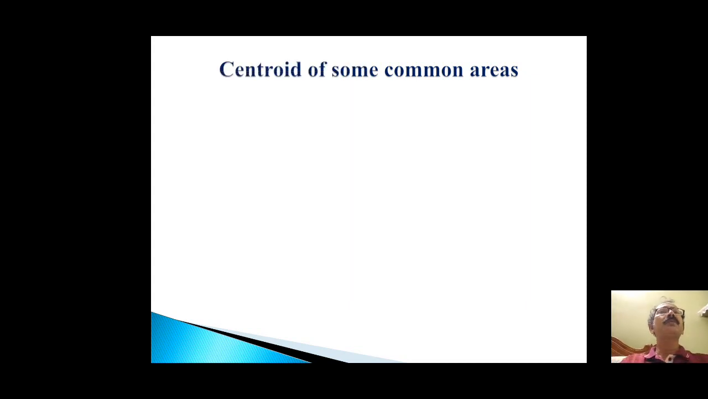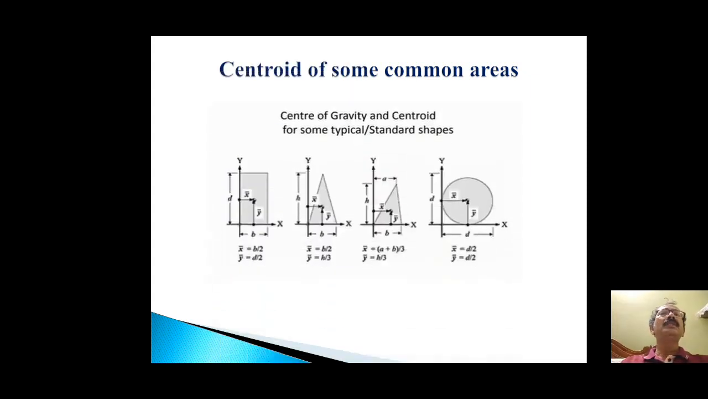Now, centroid of some common areas. This figure indicates the common areas, that is rectangular area, triangular area and circular area. In the case of a rectangular area, the position of the centroid or center of gravity, x bar and y bar, is nothing but b by 2 and d by 2, where b and d are the two dimensions of this rectangle.